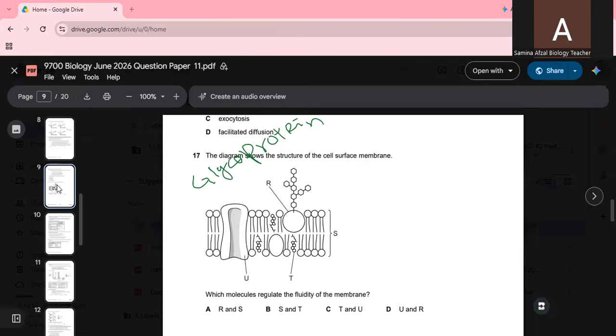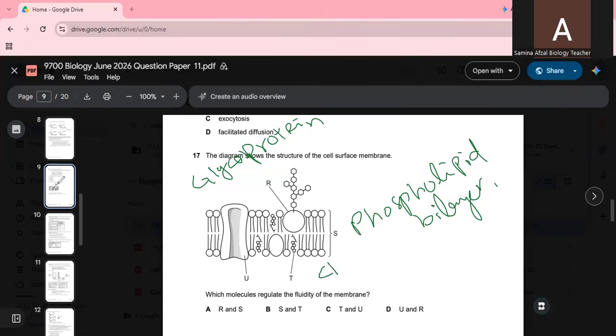And you can see the S is the phospholipid bilayer. And T is cholesterol, which is located between phospholipid tails to regulate fluidity. And U is the intrinsic or transmembrane protein.